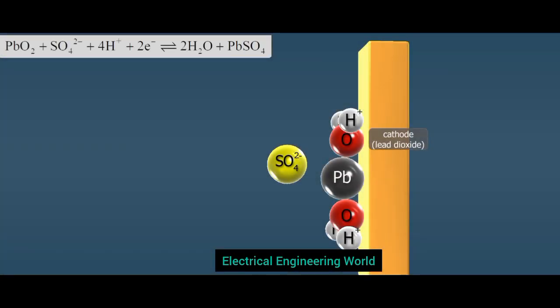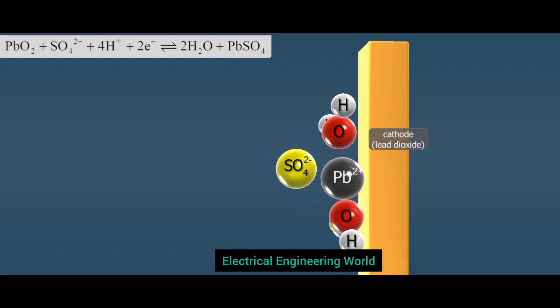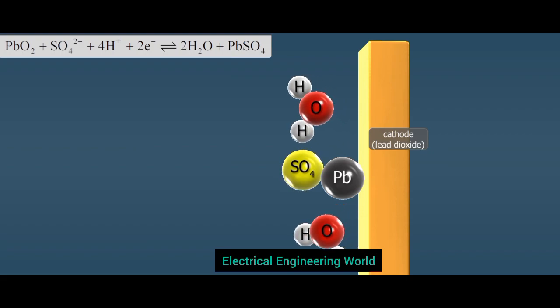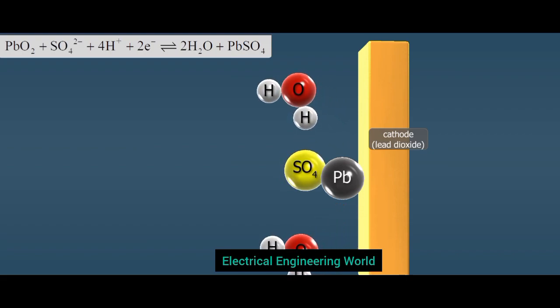During discharge, the lead dioxide on the lead dioxide plate also reacts with the sulphuric acid to form lead sulfate. During the process, the oxygen ion in the lead dioxide and the hydrogen ions in the electrolyte combine to form water.